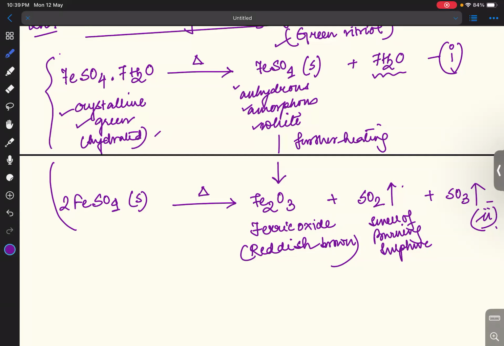Ma'am, under FeSO4, you have written anhydrous and after that amorphous. Amorphous. Okay, thank you, ma'am. Yes. Amorphous. Okay, ma'am.